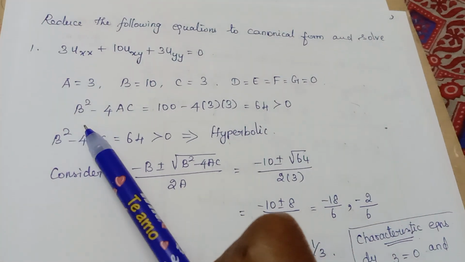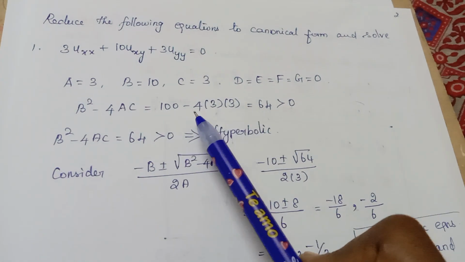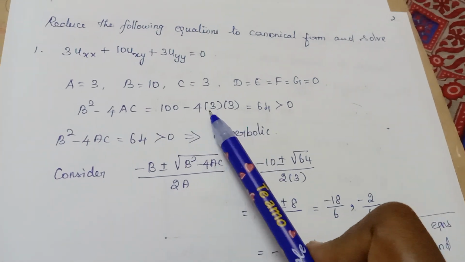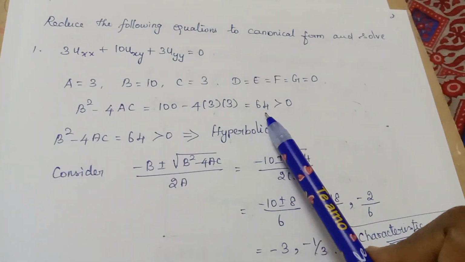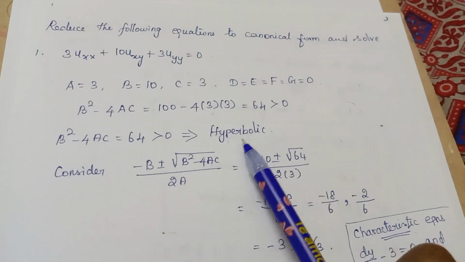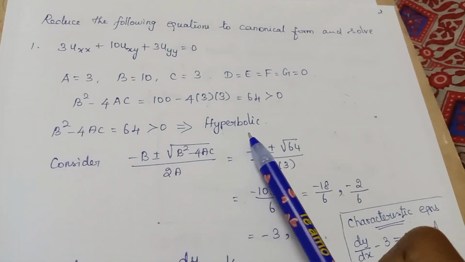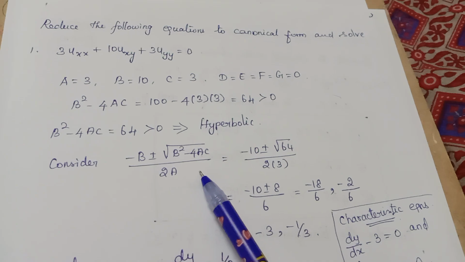Now you check what is the value of b square minus 4ac. It's equal to 100 minus 36 equal to 64, which is positive. So when the value is positive, it is hyperbolic type. Okay, once you find out the type, next you find out the roots of this equation.